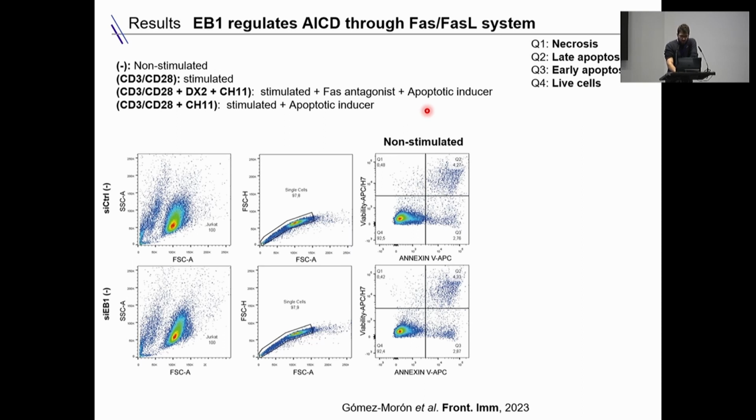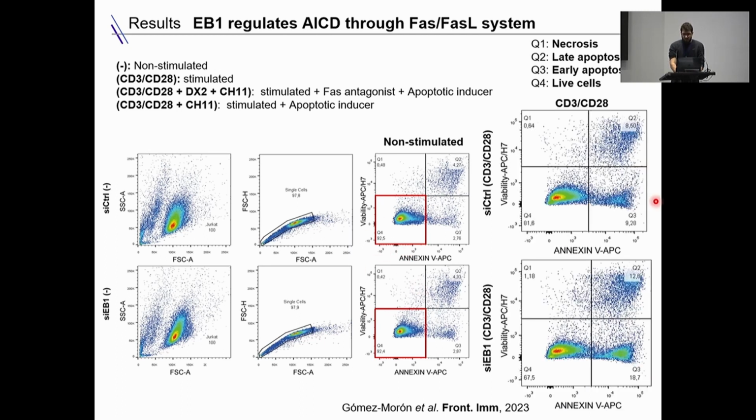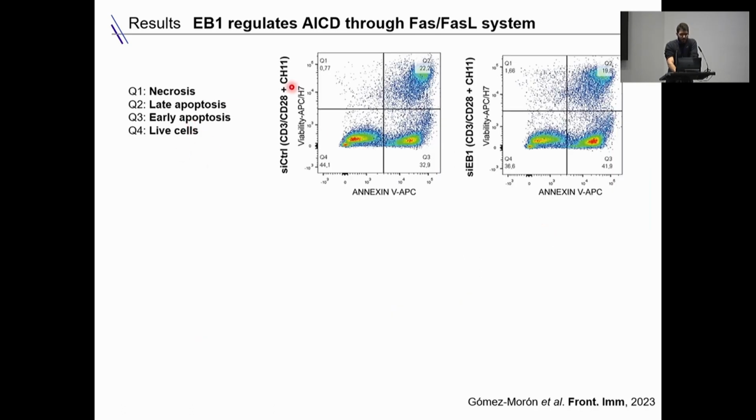So in basal conditions, we can see 93% of live cells, but when we stimulate these cells, we can see an increase in the early and late apoptotic cells in the EB1 silenced CD4 T cells. And when we add the CH11, we can see also an increase in the cells in early apoptosis and necrosis.